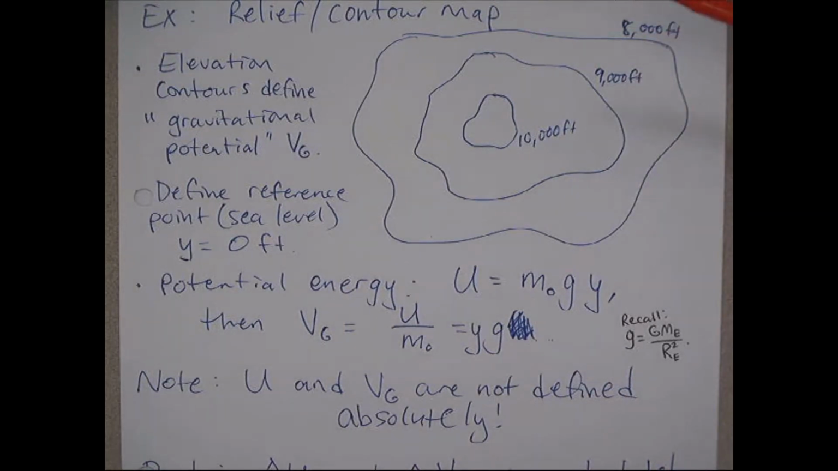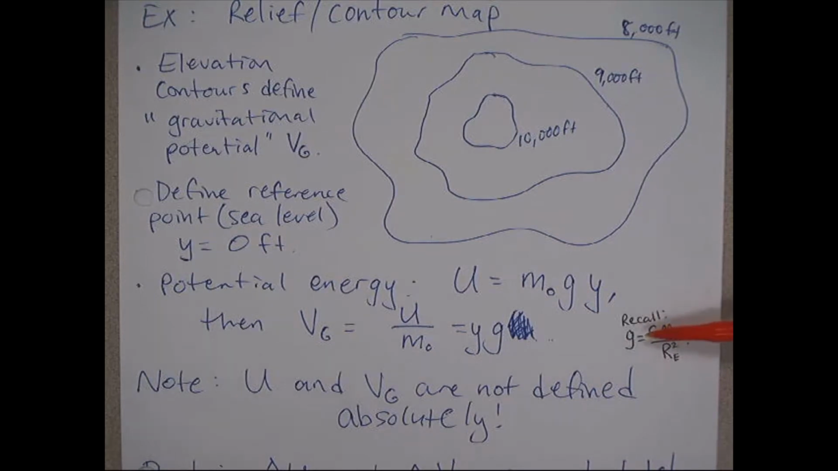Now, when you look at a map like this, we assume that g is the same everywhere on the surface of the Earth. Just keep in mind that the gravitational acceleration at the surface is calculated as capital G, the universal gravitational constant, times the mass of the Earth, divided by the radius of the Earth squared. This would give you 9.8 meters per second squared.